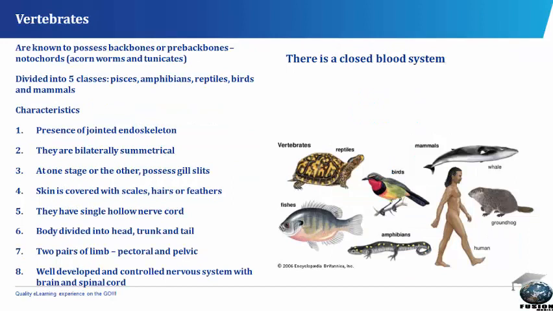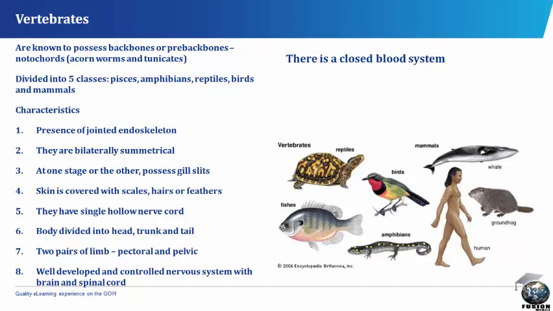The vertebrates. They are known to possess backbones or pre-backbones. Notochords include the acorn worms and tunicate. The vertebrates are divided into 5 classes: the pisces, the amphibians, the reptiles, the birds, and the mammals. Characteristics of vertebrates include: there is the presence of jointed endoskeleton. They are bilaterally symmetrical. At one stage or the other, they possess gill slits.